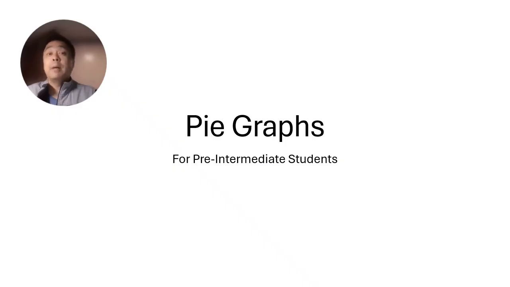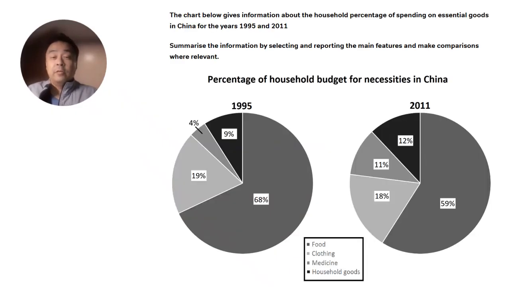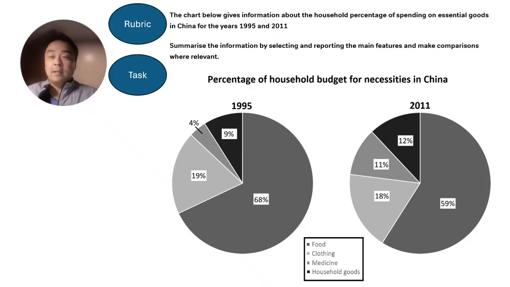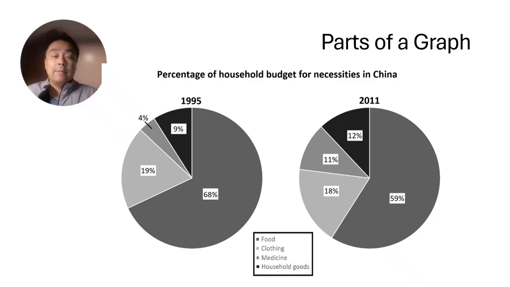Today we'll be looking at pie charts, pie graphs. Now, if we look at this question, it's the same as every other Task 1. There's a rubric that introduces the graph, and we have the task that tells you what you must do in 20 minutes, and the graphic. Now let's look at the parts of this graphic.